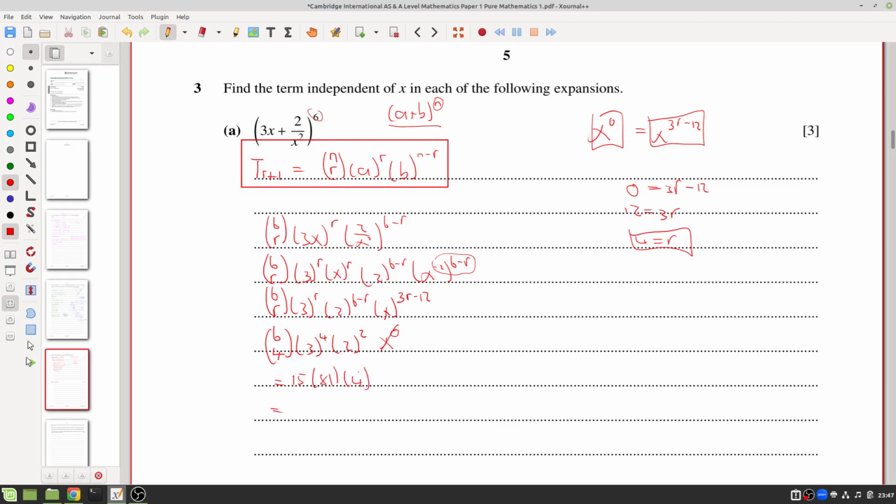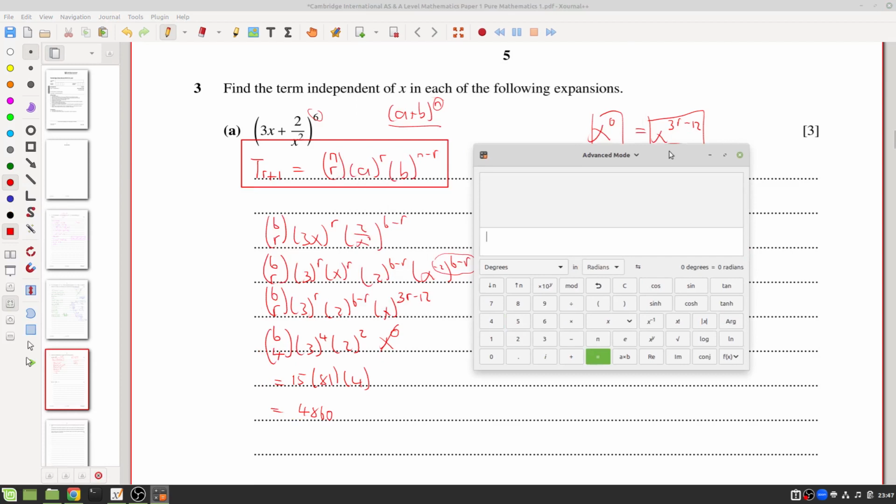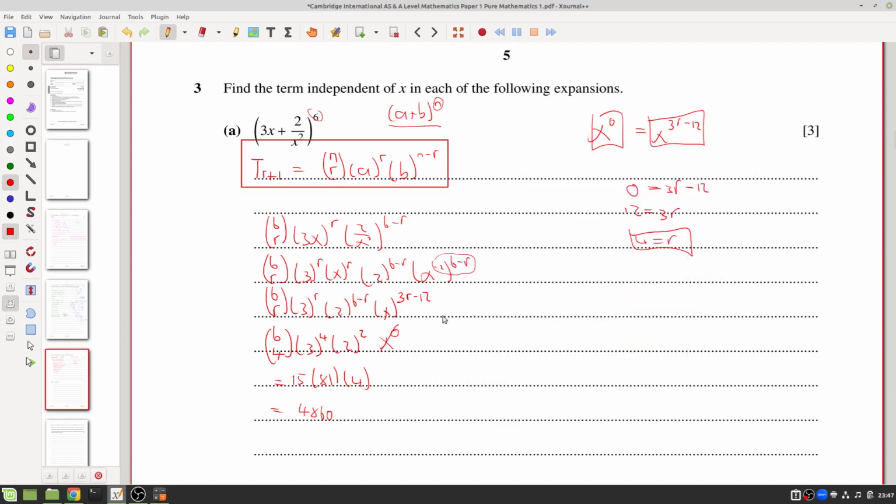Okay, so 4 times 15 is 60, 60 times 81, 60 times 80 gives us 4,800, so 4,860. Let me just make sure. I don't want to lie to you here. Let's just take out the calculator. That's what it's there for. So times 81 times 4. 4,860. Correct. Okay, so that is our term independent of x.